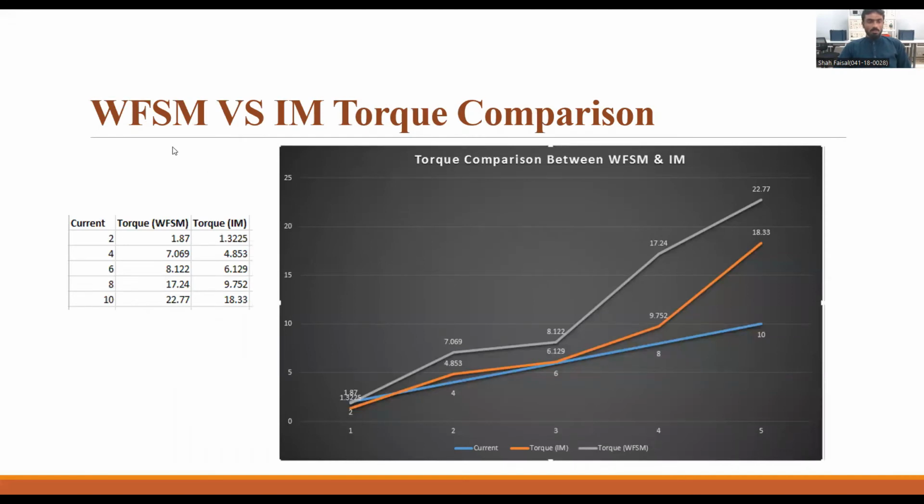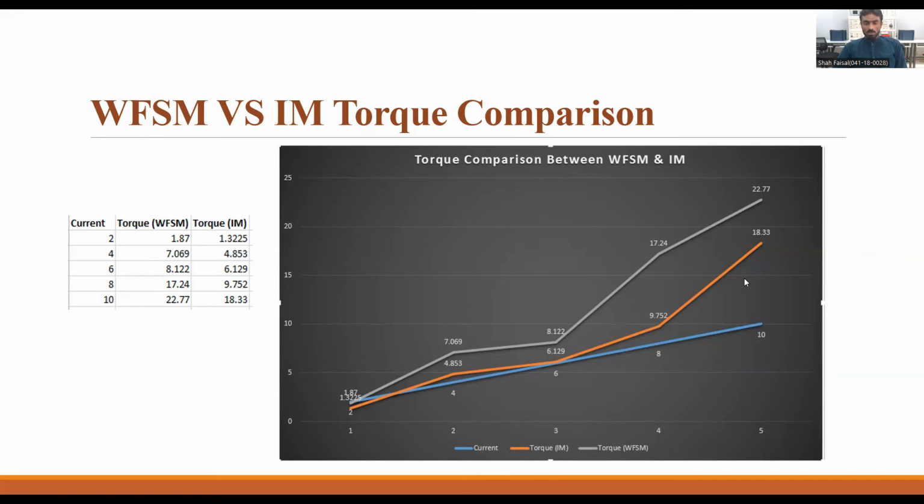Now the comparison of wound field synchronous motor versus induction motor torque. We have compared its torque at different input currents. The blue curve shows the input current, the orange is for the induction motor torque, and the purple one is for the wound field synchronous motor torque. We analyzed that the wound field synchronous motor has higher torque density than the induction motor.